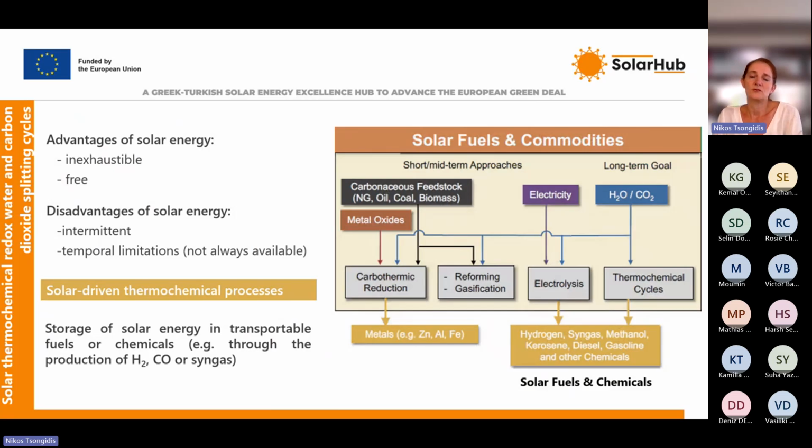So in order to store solar energy, you have seen in the previous presentations that there are means of storing solar energy in a form of thermal storage or thermochemical storage. And I'm going to speak now about solar-driven thermochemical processes for the production of solar fuels, for the production of hydrogen, syngas, and other fuels and chemicals that can derive from these initial two elements.